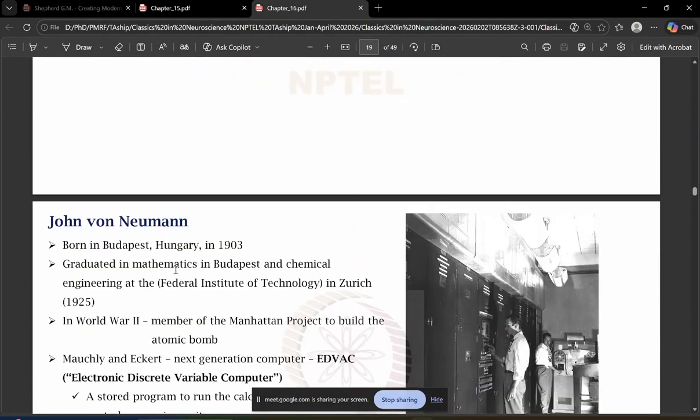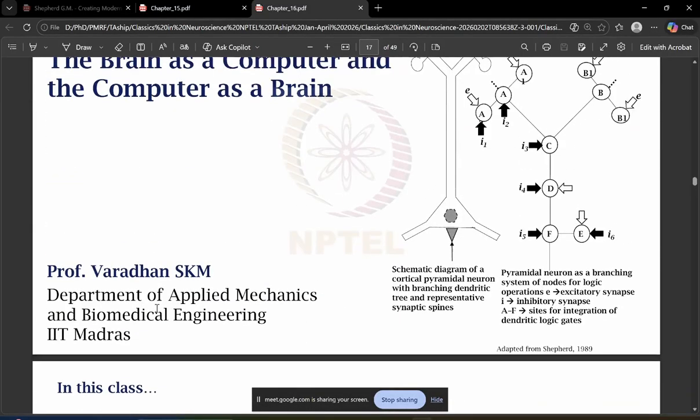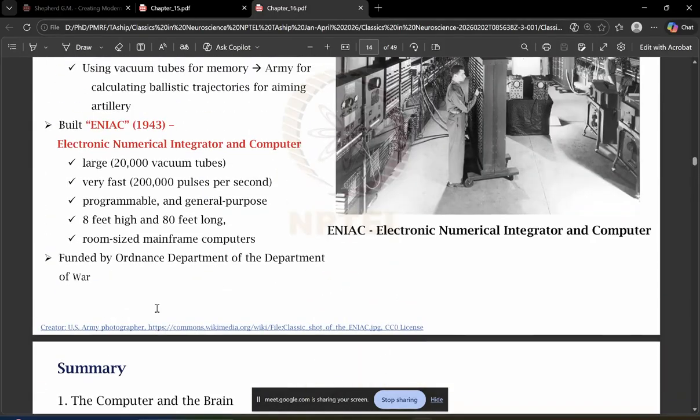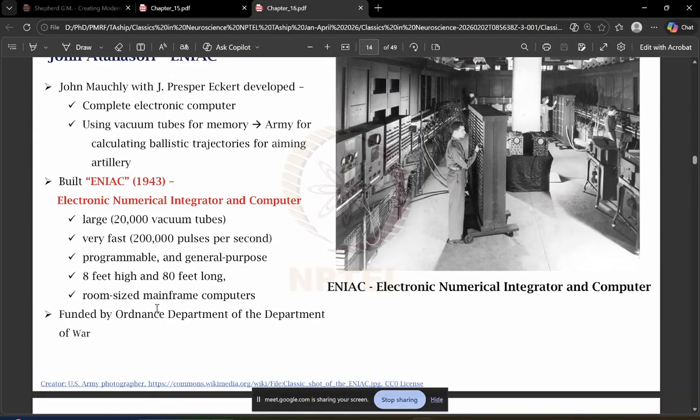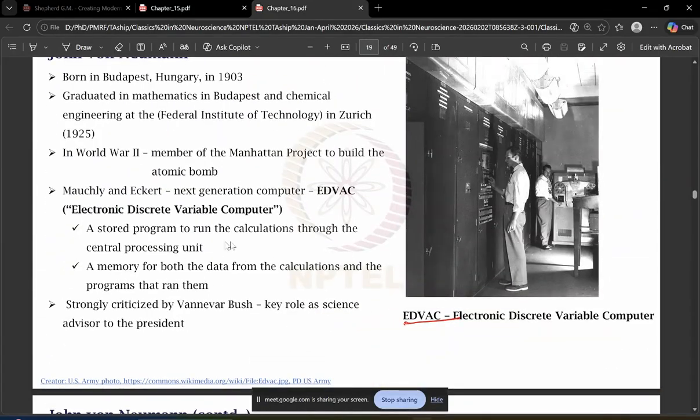So John von Neumann came into the picture because when the ENIAC was being built, John Mauchly and Eckert were thinking of trying to make the next generation computer. So they had built ENIAC. Next, they were trying to make more advancements and build the next generation of computer. So they started with building the EDVAC. EDVAC was again an abbreviation for Electronic Discrete Variable Computer.